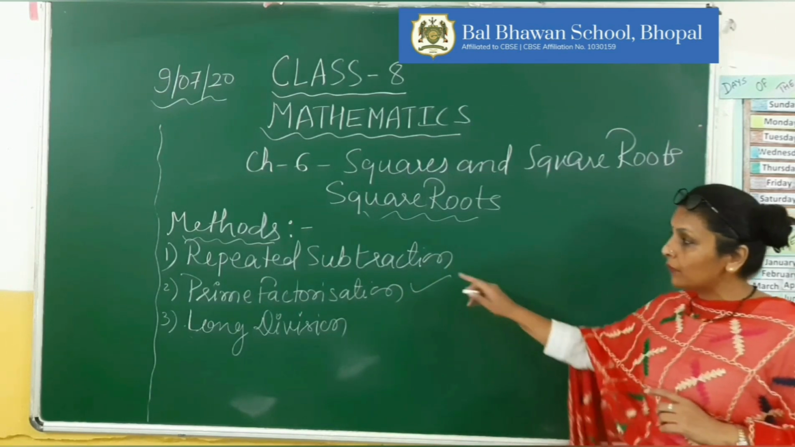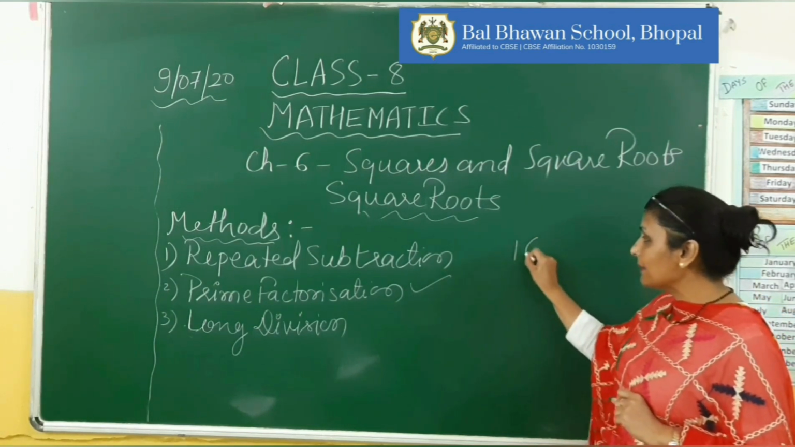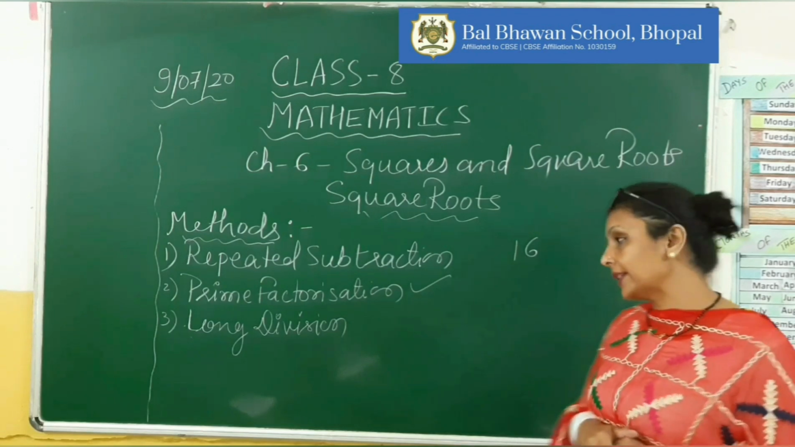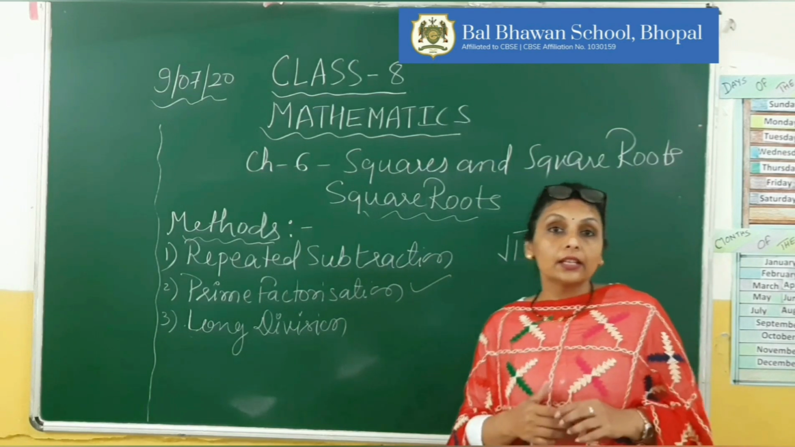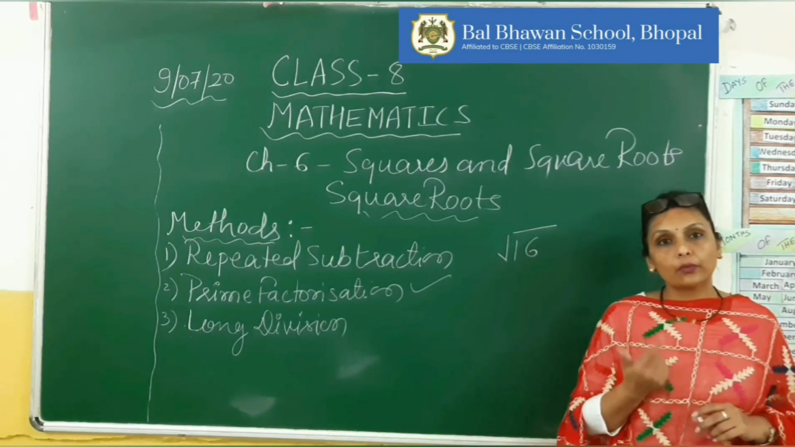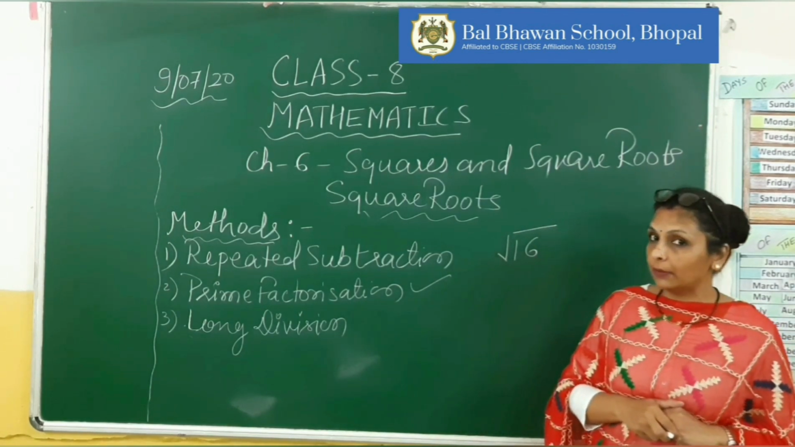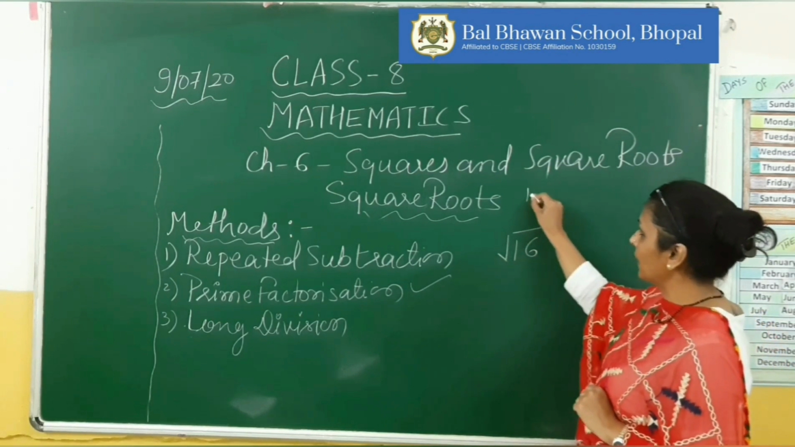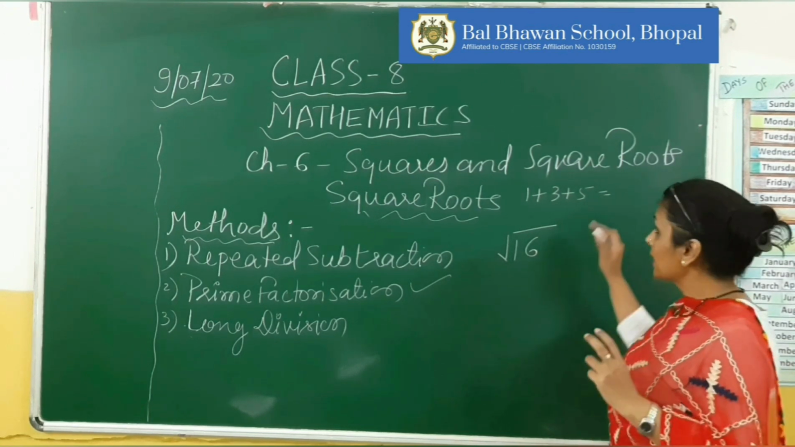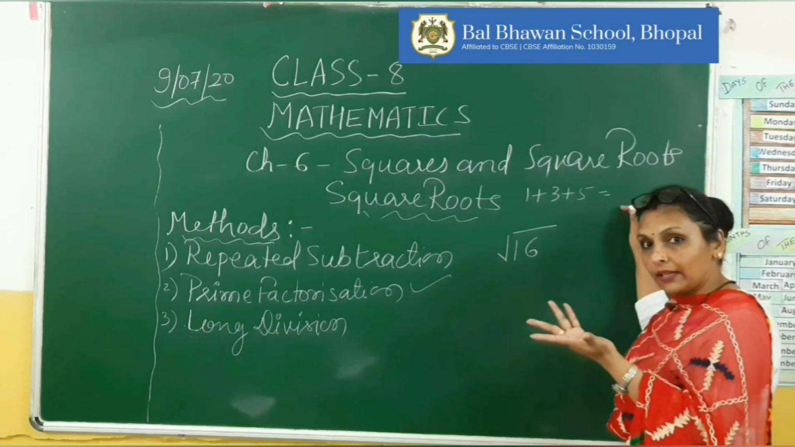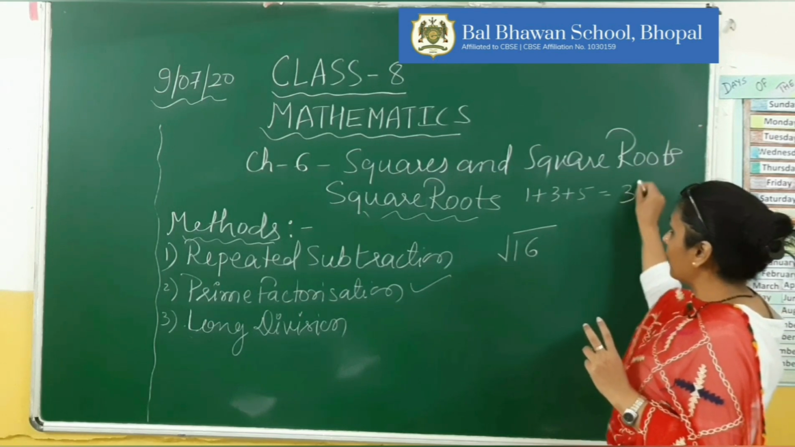Right? So let's see what repeated subtraction is. If I take a number 16 and ask what is the square root of 16, what will I do? I have to follow repeated subtraction. Children, for this we have to remember a property of square numbers that says that when we add n odd natural numbers starting from 1, suppose I take 1, 3, 5, 3 odd numbers starting from 1, then the sum will be n square. N means how many odd numbers we are taking? 3. So this sum will be square of 3.